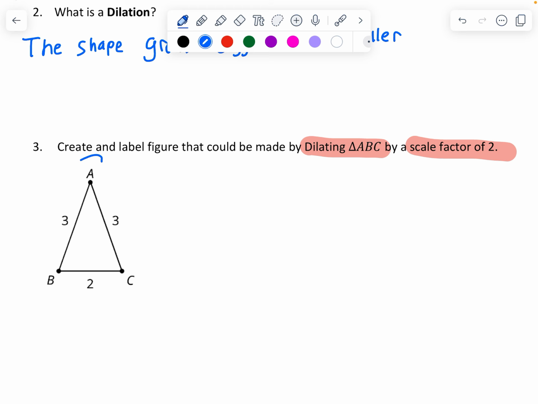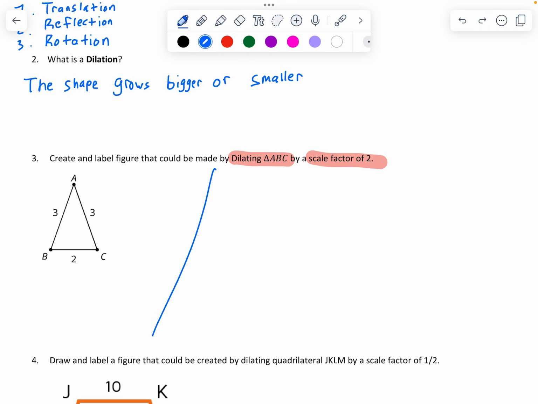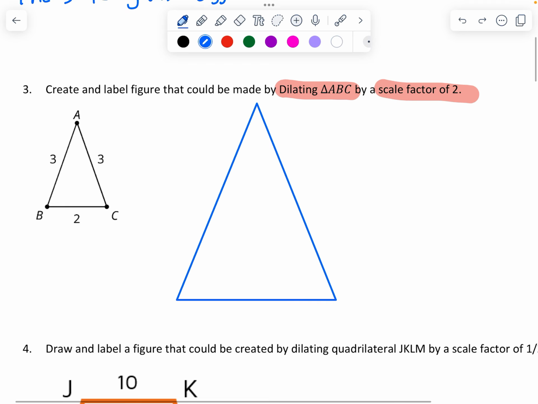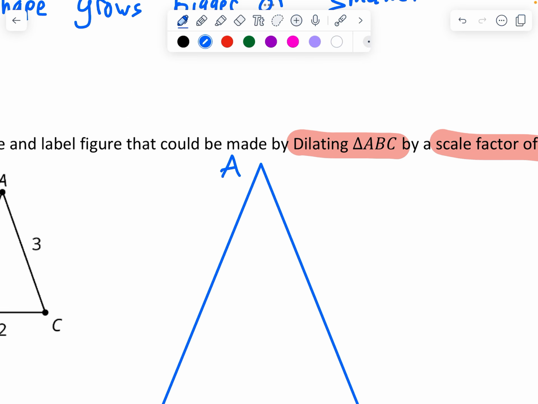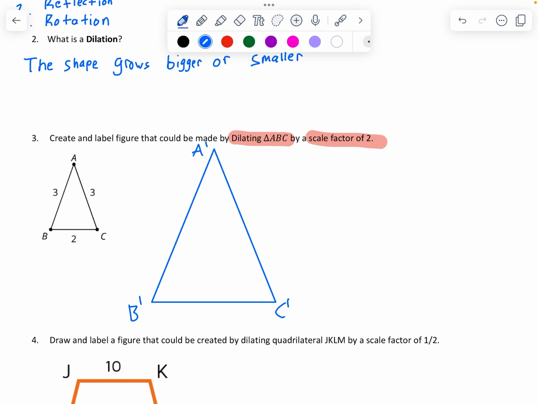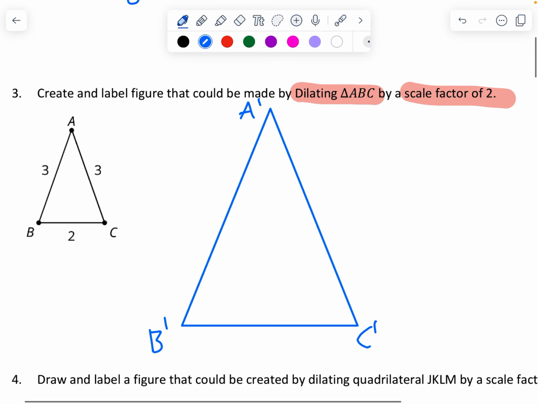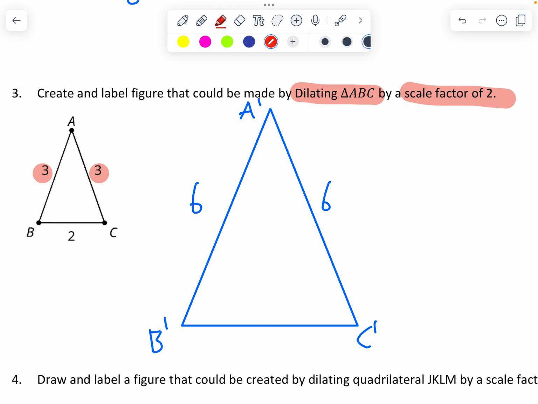Okay, so here's triangle ABC over here. So I'm going to create a new shape. Let's try again. I'm going to create a new shape. It doesn't have to be perfect. I'll call A prime, B prime, C prime. And we're dilating it by a scale factor of 2. So that means all the side lengths are growing by 2. So we see that these two side lengths right here are both 3. So now these two side lengths will both be 6. And then this side length is 2, so this side length will be 4. And that's what it means to basically do a dilation.